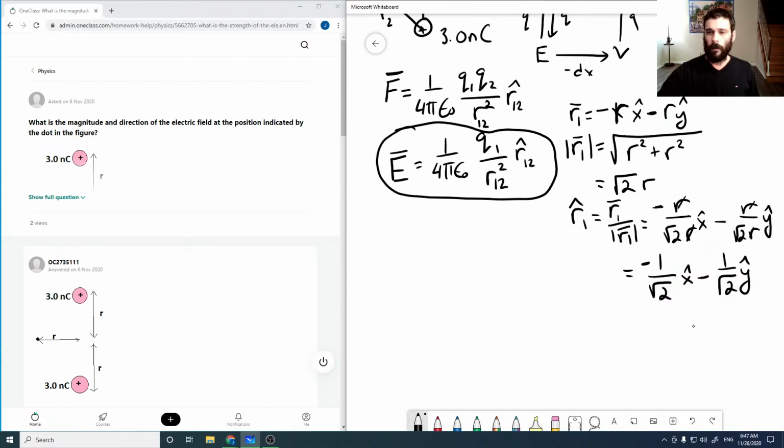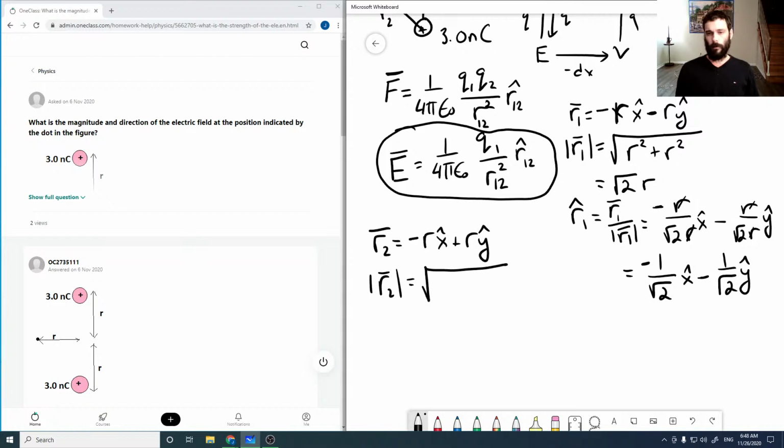Sounds good. Okay, so the R2 vector is minus r in the x hat plus r in the y hat. The magnitude of R2 is just root r squared plus r squared, so the x component squared plus the y component squared, which is root 2r. I'm just going to circle these to differentiate them, and also because I'm going to need them later.